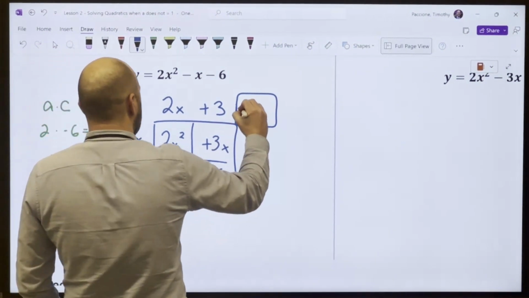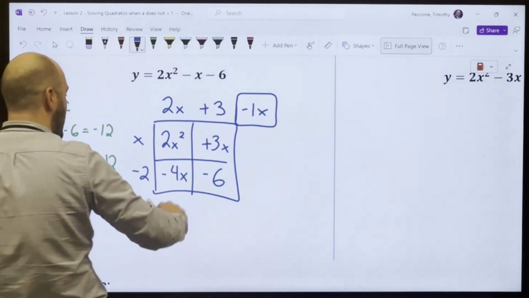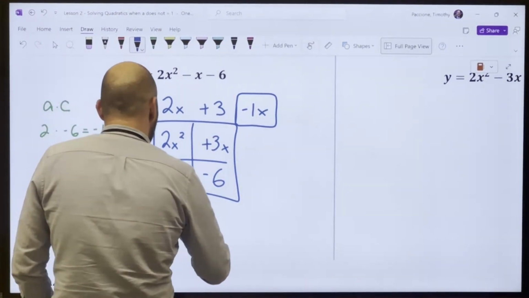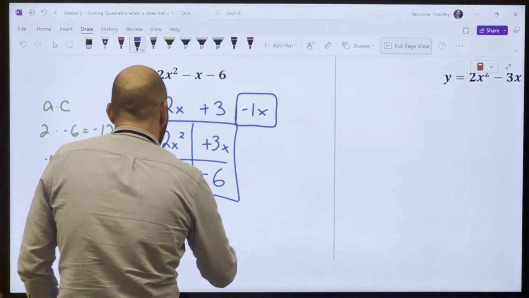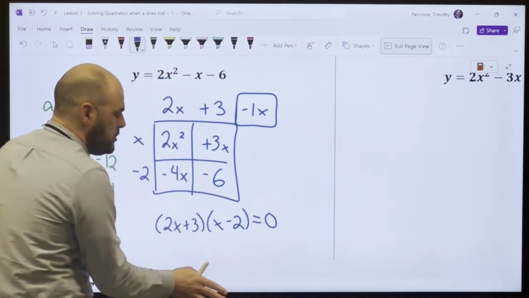And, oh, I forgot to put this up here as a little reminder. Yep, they add up to that. These multiply to that. We're good. So this gives me 2x plus 3 times x minus 2. Set that equal to 0, and then you solve from there.